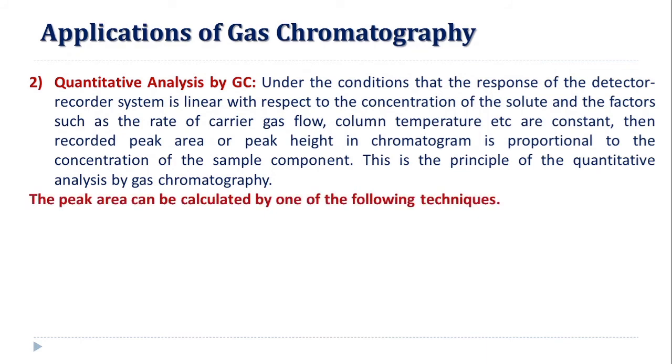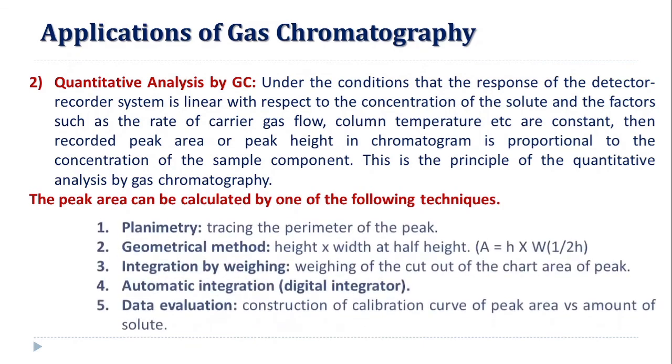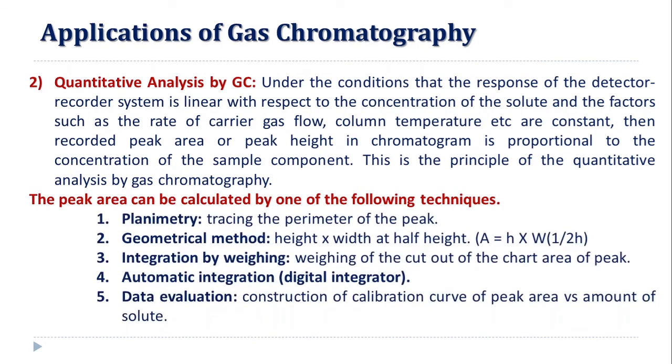The peak area can be calculated by one of the following techniques. There are many techniques which can be used for measuring the area of a peak obtained in a chromatogram. These are planimetry, the geometrical method, integration by weighing, automatic integration, that is digital integrator, then data evaluation, the construction of the calibration curve of peak area versus amount of the solute. So this is the graphical method.